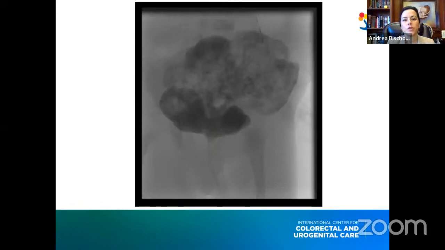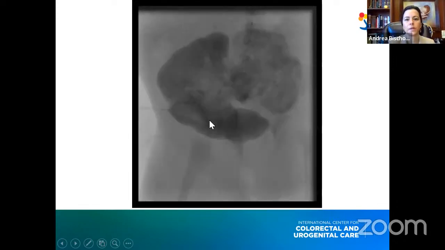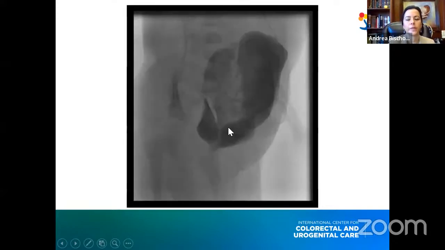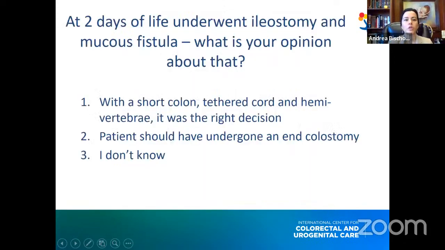And then when you continue to inject contrast, you can see that the bladder descends a little more. This one is bigger than this one, and you see this abnormal piece of colon attached to the bladder. Again, this is the piece of colon attached to the bladder. And when we rotate the patient, you can see that the piece of colon enters in between the bladders. So at 2 days of life, the patient underwent ileostomy and mucus fistula creation. So my first question is, what is your opinion about that?